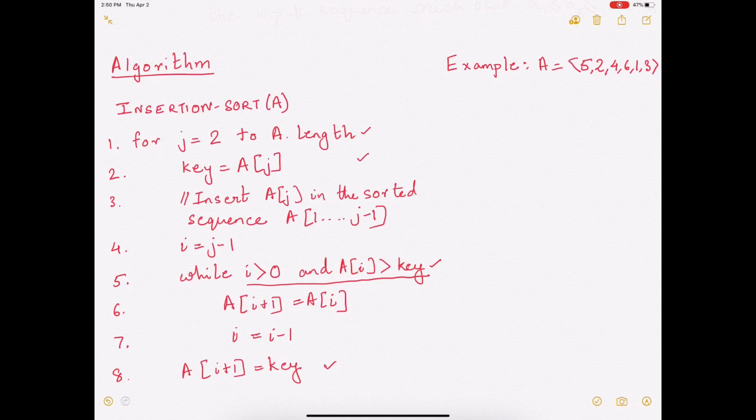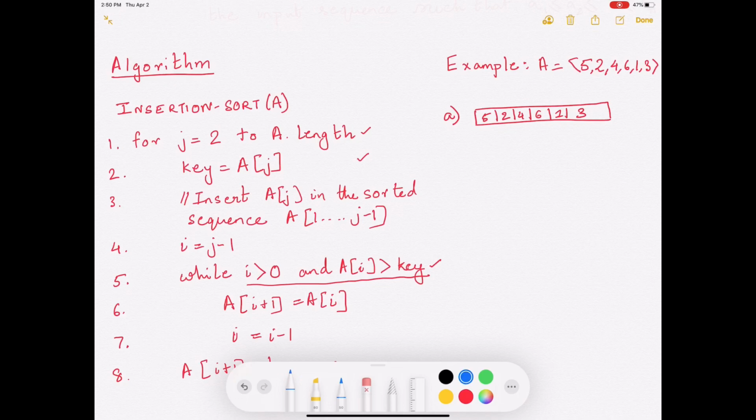In the first step, let us consider that this is your array of elements: 5, 2, 4, 6, 1, and 3. That is your array A. Now, initially, you see line 1, J starts from 2 itself. So let's take another color, say blue, and mark J. This is where J is at this point.